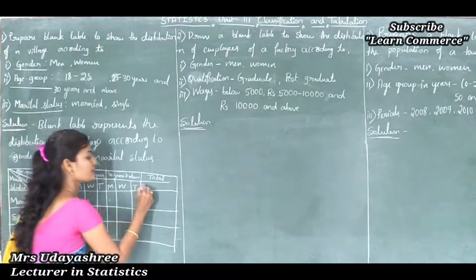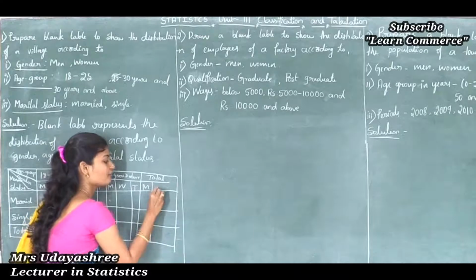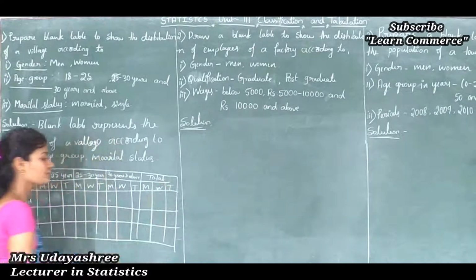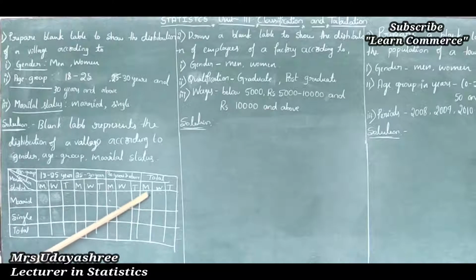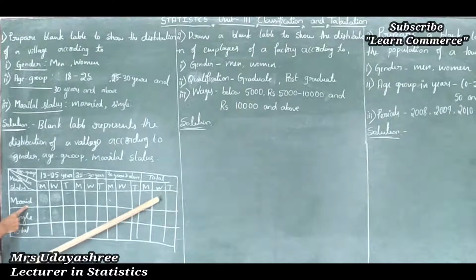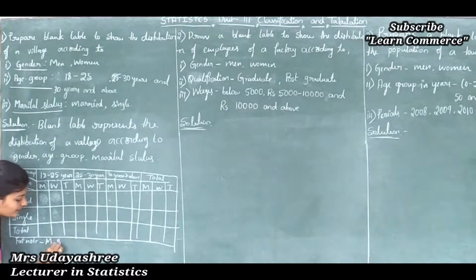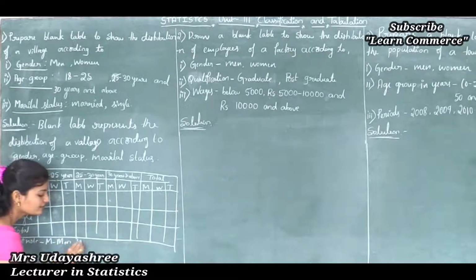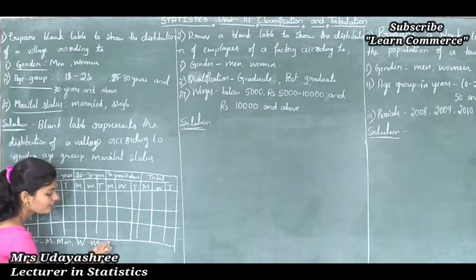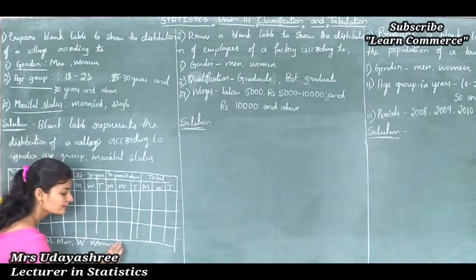Like that, here also men, women and total. So this total column indicates the grand total: the grand total of men married total, this is the women married totals, this is the grand total, like that. So what is M here, that I will write in a footnote. Here M indicates men, W indicates women, and T indicates total.